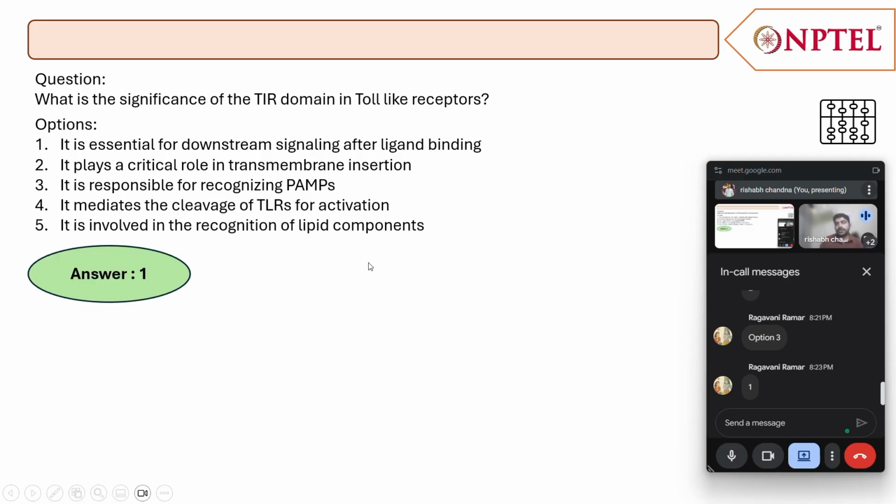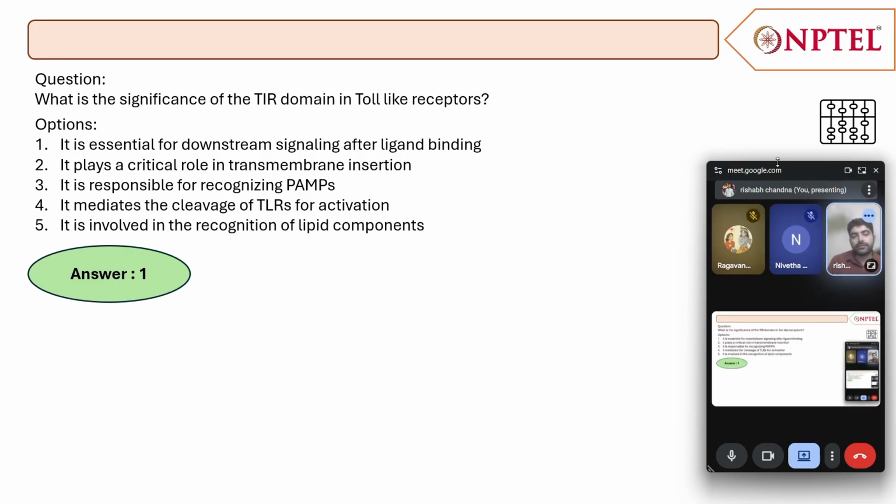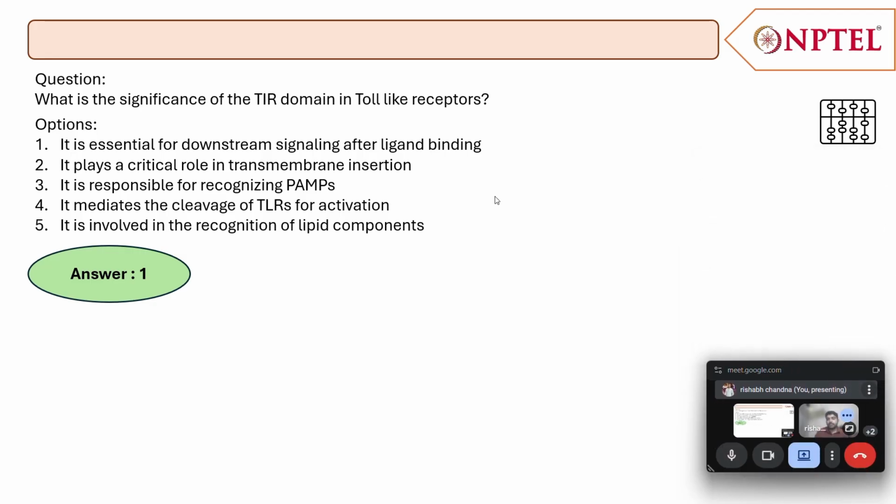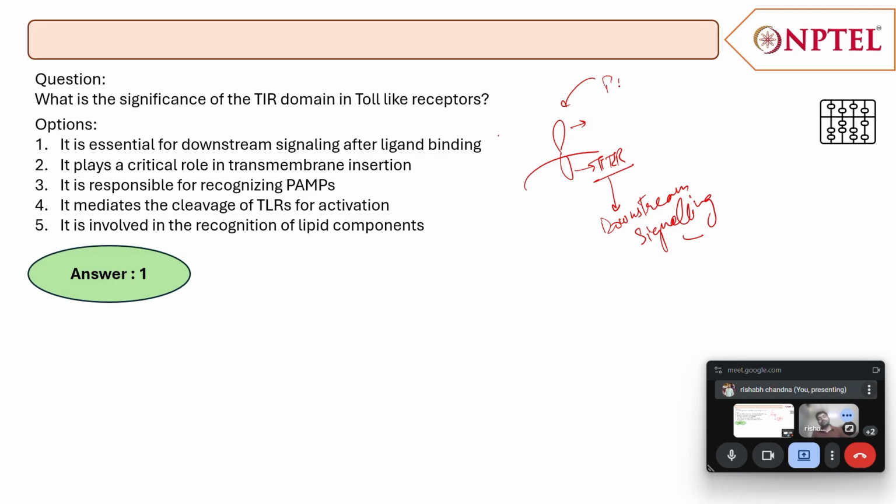Okay, so the correct answer is option one. So it helps in basically the downstream signaling from the particular receptors. Okay, so what happens is this is the outer membrane domain, that is the leucine rich domain, and this is the TIR domain. So it actually helps in increasing the downstream signaling after the PAMPs have been bound.